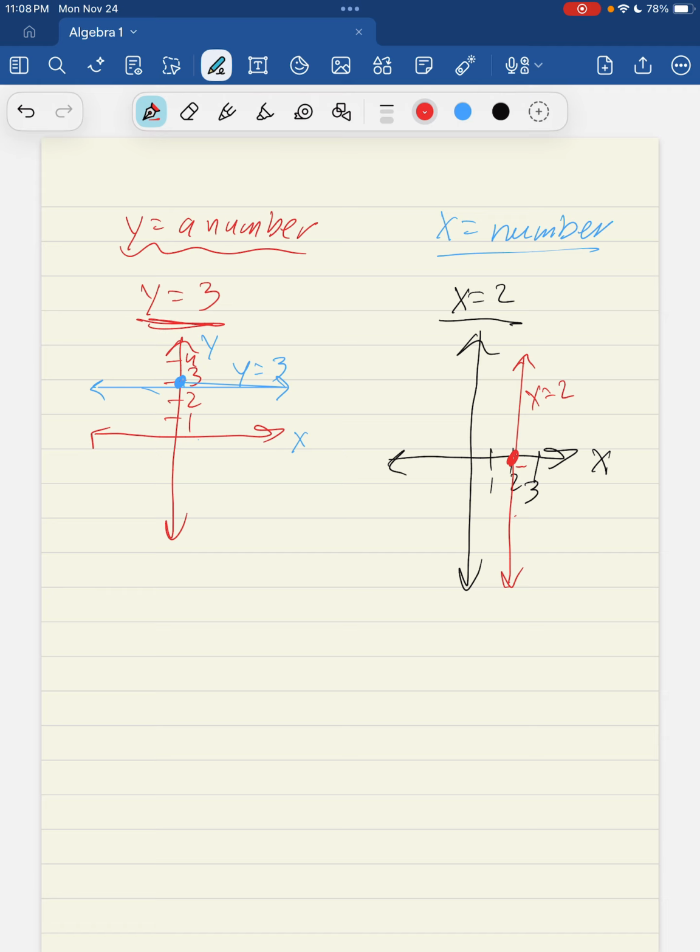Anyway, those are just a couple special cases that you might run into during your time in algebra.